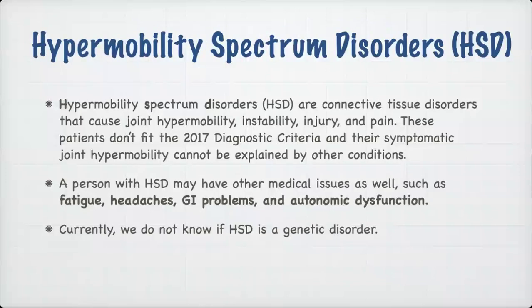I would like to also discuss, before we move on to the children's criteria, the hypermobility spectrum disorders, such as HSD. There are connective tissue disorders that cause joint hypermobility, instability, injury, pain, similarly to HEDS. These patients, though, don't fit the 2017 diagnostic criteria, and their symptomatic joint hypermobility cannot be explained by other conditions. A person with HSD may have also other medical issues, as we talked about before, such as chronic fatigue, headaches, GI problems, and autonomic dysfunction. Currently, we do not know if HSD is a genetic disorder.